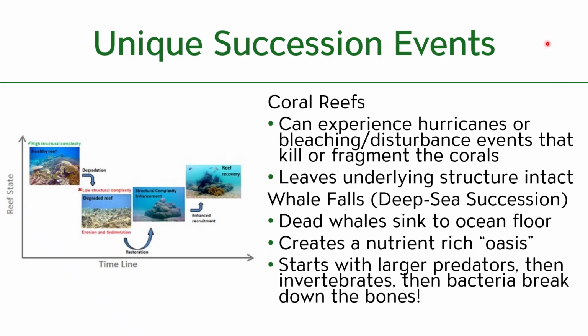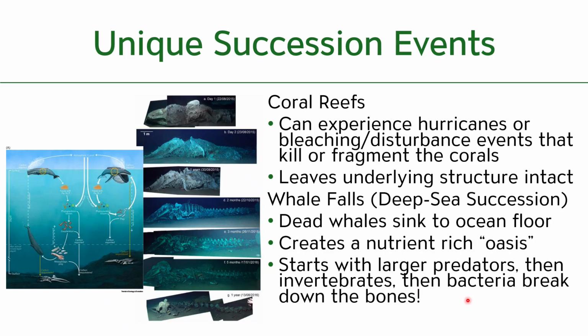And then there's a couple unique succession events. We often don't think about these, but coral reefs are mature communities. And so if a hurricane blows through, it can disturb and kill the coral. If a bleaching event happens, or you have a big tourist area where the tourists destroy a coral reef, you end up with basically a secondary succession event. If the primary structure is left behind, then it can start to recover, and you'll see that succession occur.